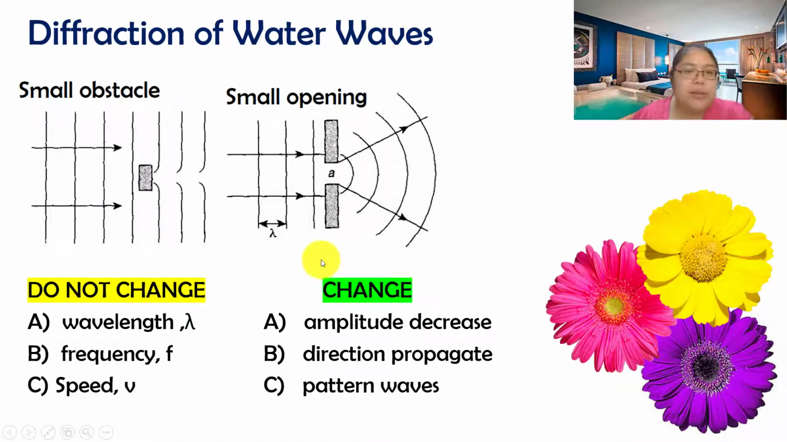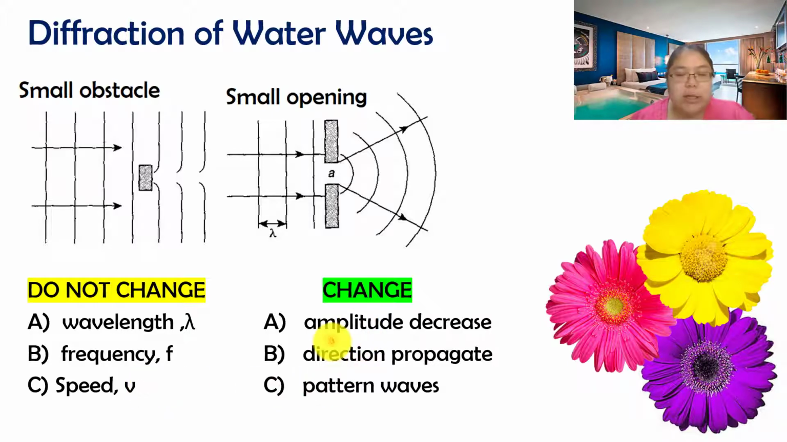Okay, the next one, we see what should change after diffraction. First one, do not change: lambda never changes. Before and after diffraction, the lambda should be the same. Frequency also never changes, because they are from the same motor from the ripple tank, so the frequency should be the same. The speed of the wave also never changes because it is the same medium. Both are liquid water.